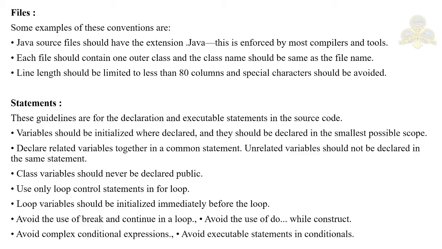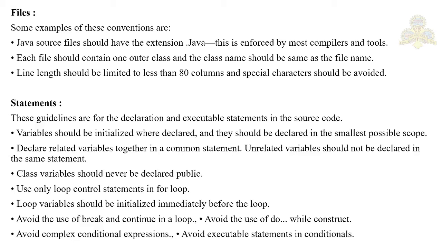So that should be avoided, and we should initialize the variables wherever they are declared. Okay. The next one is to declare the related variables together in a common statement. Suppose you want to read 5 numbers from the user. Instead of writing int num1 somewhere, int num2 somewhere, int num3 in a different line, instead of having 5 lines for 5 statements, what we can do is, in a single statement, have those variables like int num1, num2, something like that.